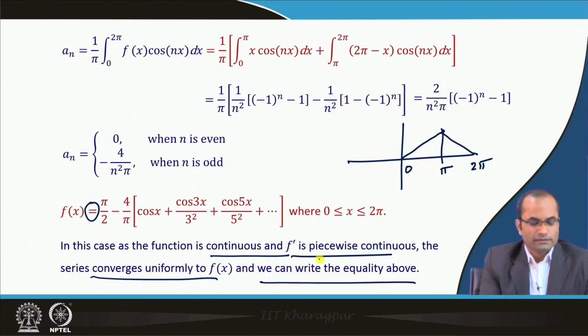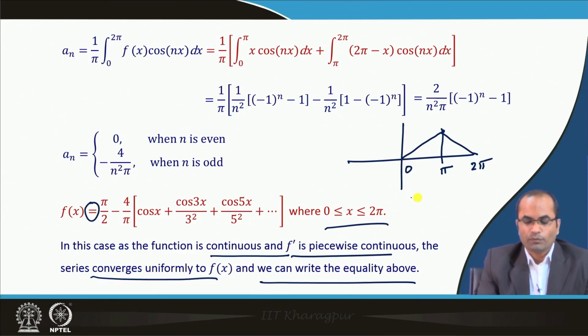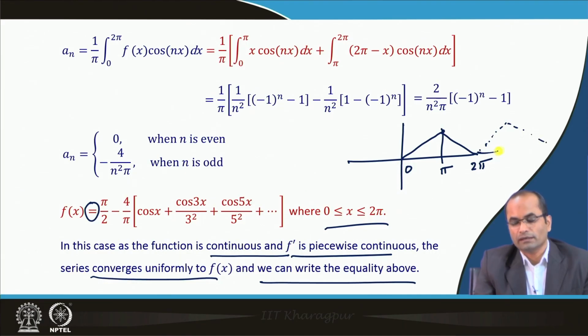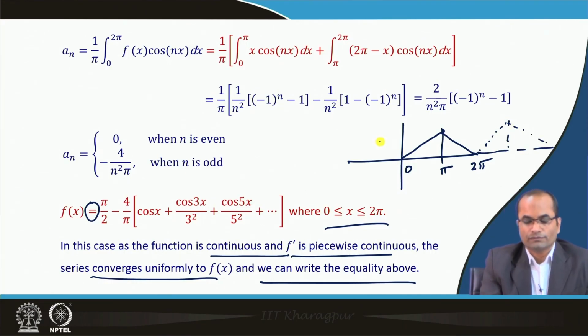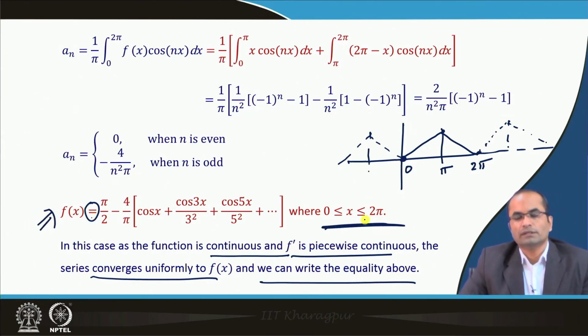So, we can write this equality there, that means for any value of x in this range, the series will converge to the function f(x), only the end point. But again, if we look at the extension of this function as a periodic extension, the function becomes continuous also at the end point. So, there is no problem to use this equality for all values of x including the end points.